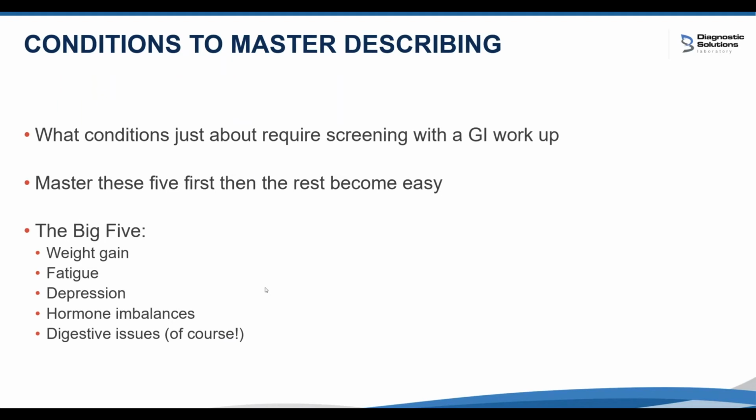So I like to do these things in steps. If you want to start with mastering this sort of condition and then describing why you should do the test, think about these big five: weight gain, fatigue, depression, hormone imbalances. Of course, digestive issues are kind of an obvious and easy one. And practice a few times. I even have some scripts on this I can share with you guys if you want to see some scripts on it. But you get the general idea. I'm trying to give you the scripts now, right?